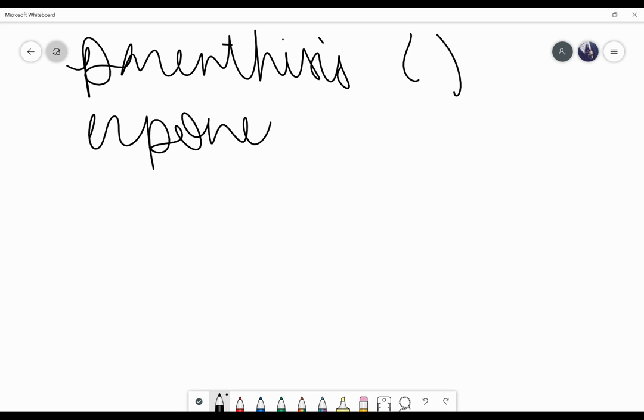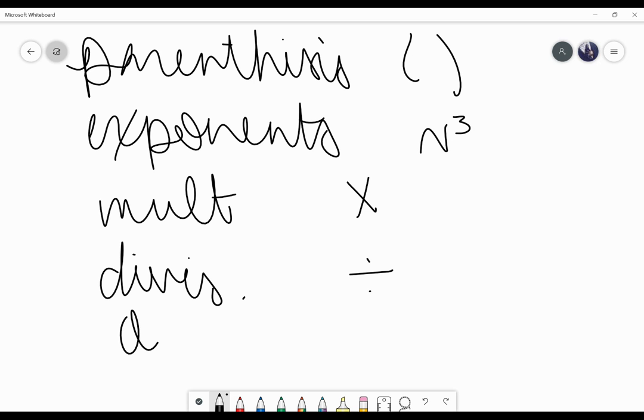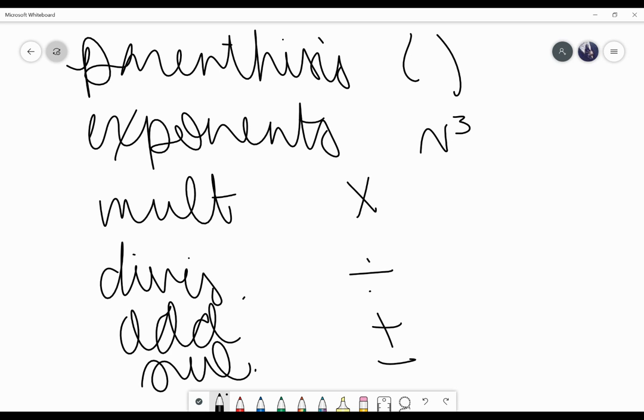Exponents, multiplication, division. That was an interesting multiplication symbol. Addition and subtraction. Running out of room. All right, so here are our order of operations, and they do go in order from top to bottom.